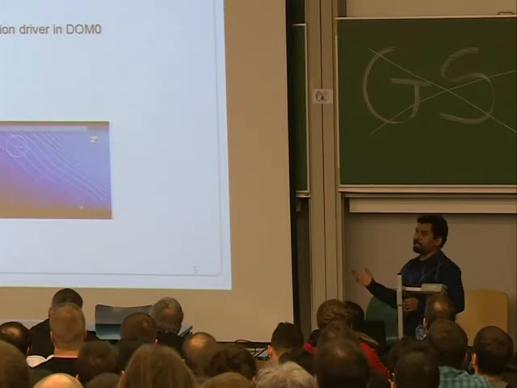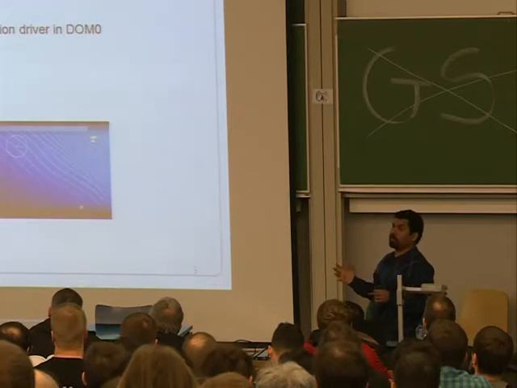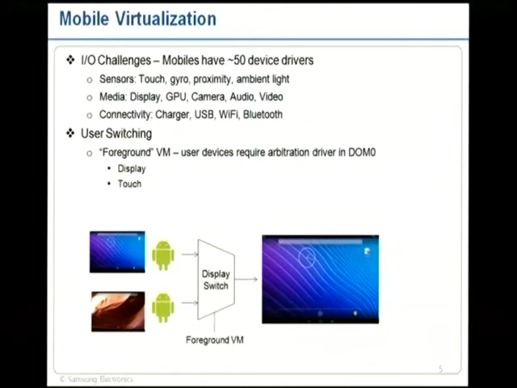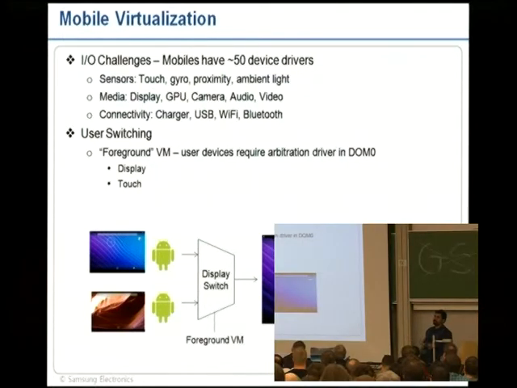So what are the challenges? The challenges for virtualization on a mobile device is primarily the I/O. For virtualization on a server, you basically handle the block drivers and network drivers. The workloads are different, so you focus on those two types of I/O. But for a mobile device, tablets as well, we have tens of I/O devices. We have lots of sensors, we have media, display, camera, we have connectivity.